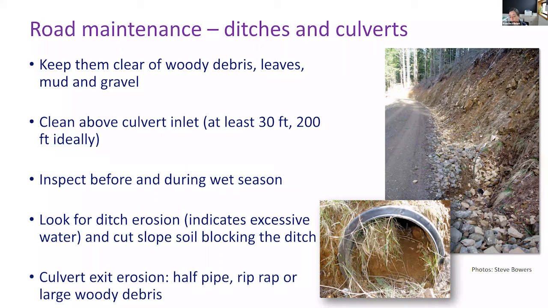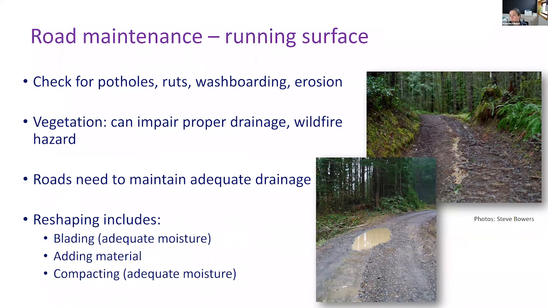If you see some erosion on the culvert exit, there are ways of dissipating that water energy by using a hot pipe or riprap or large woody debris that can help stop that erosion. The running surface, we talked about how important it is to keep the water off the surface. Check for potholes, ruts, washboarding, and erosion on the surface.